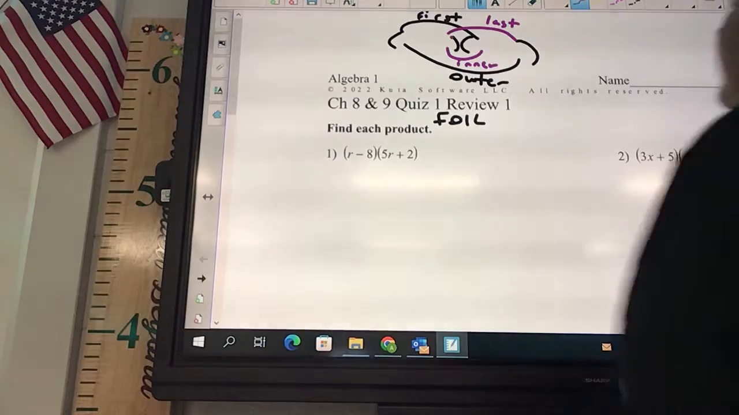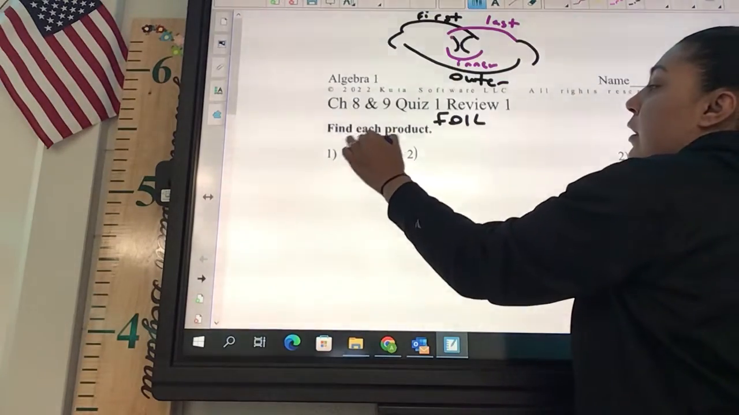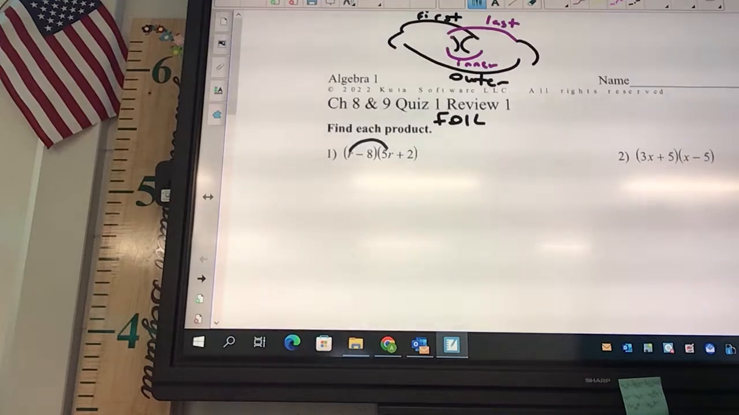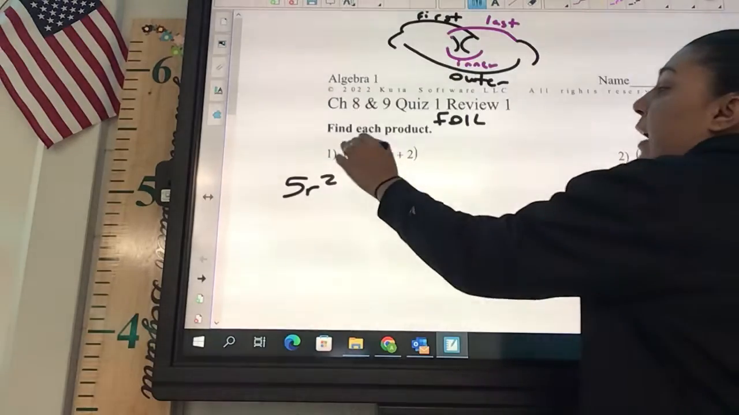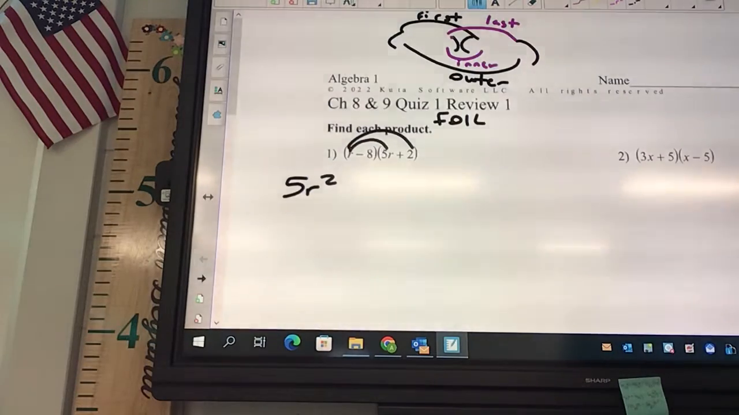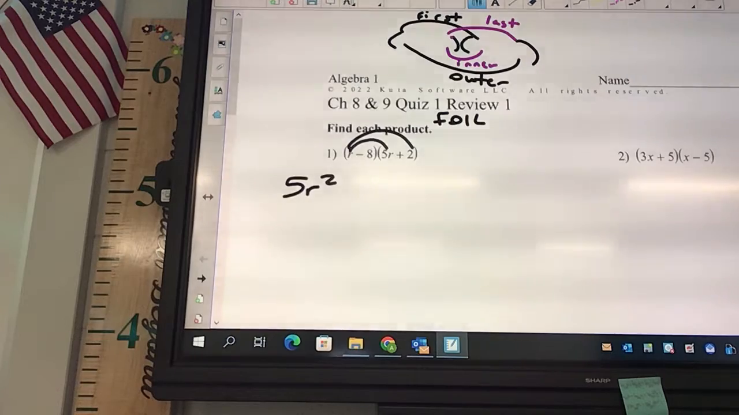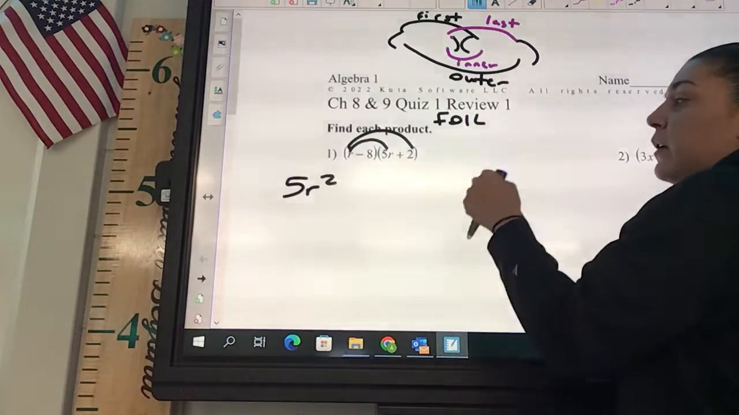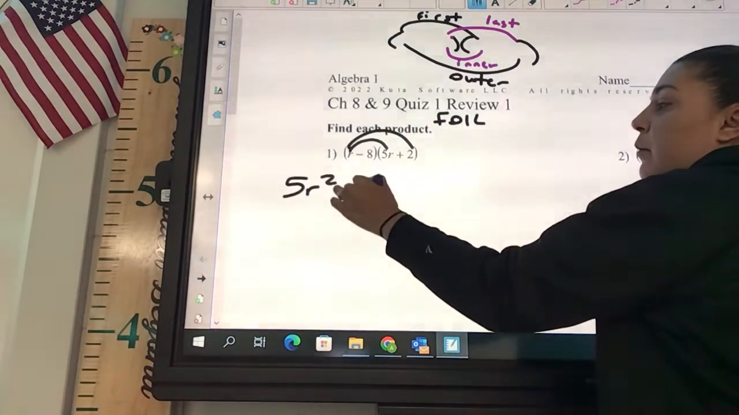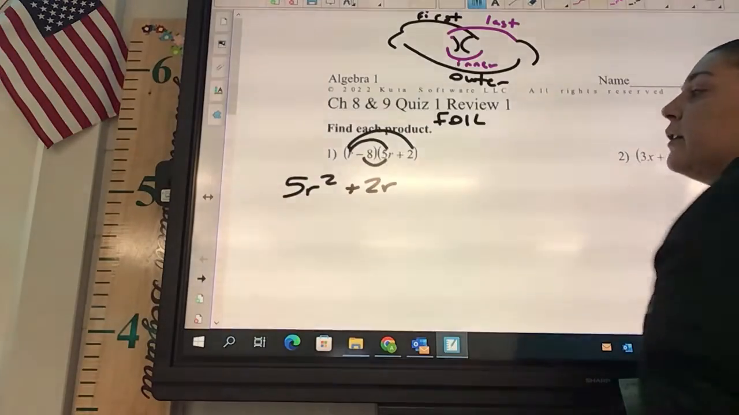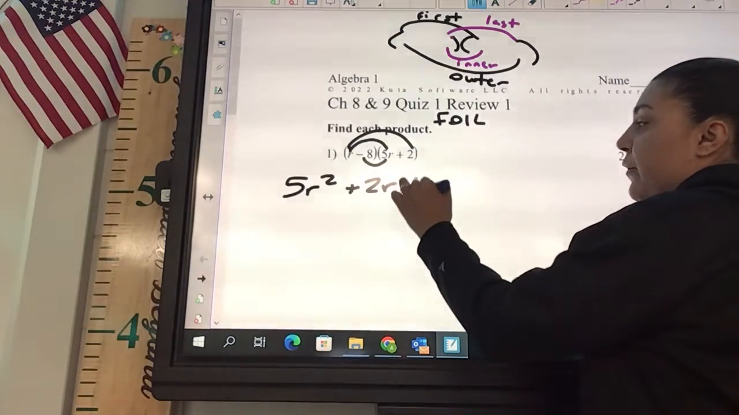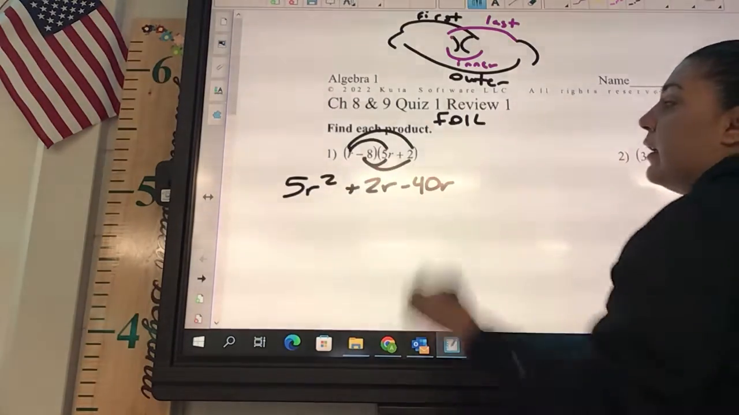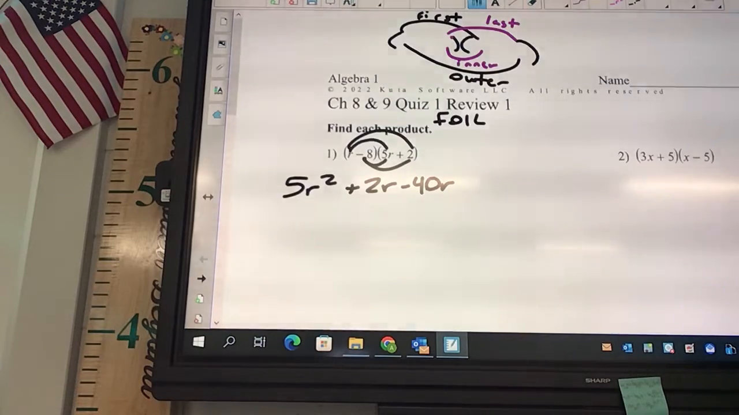Okay, so we're gonna multiply the first two of these. So R times 5R, 5R squared. And then we're gonna do the outer two. R times what? Positive 2 or negative 2? Positive 2. The sign goes in front of whatever number, so that plus belongs to that 2. So plus 2R. The inner, negative 8 times 5R, negative 40R. And then the last, negative 8 times 2.